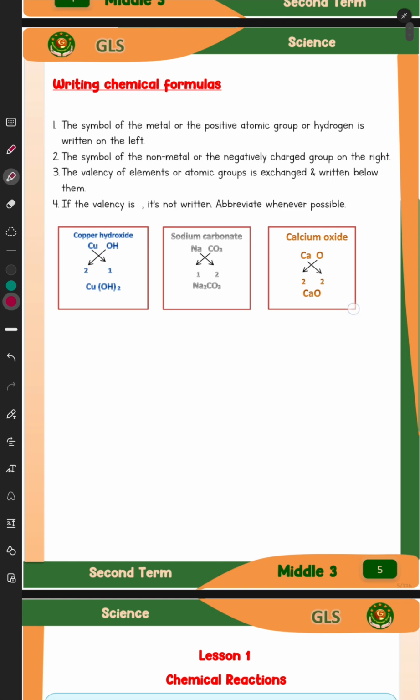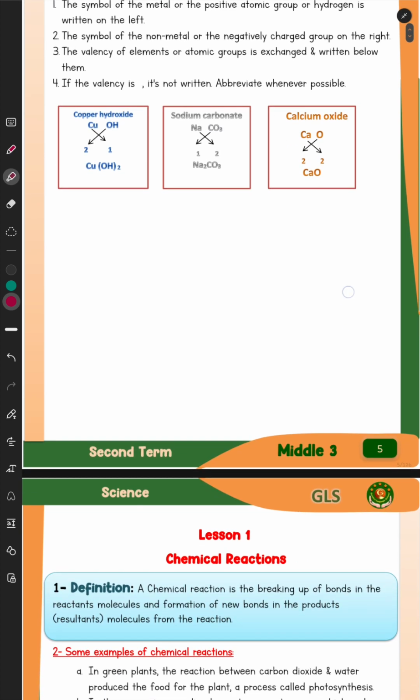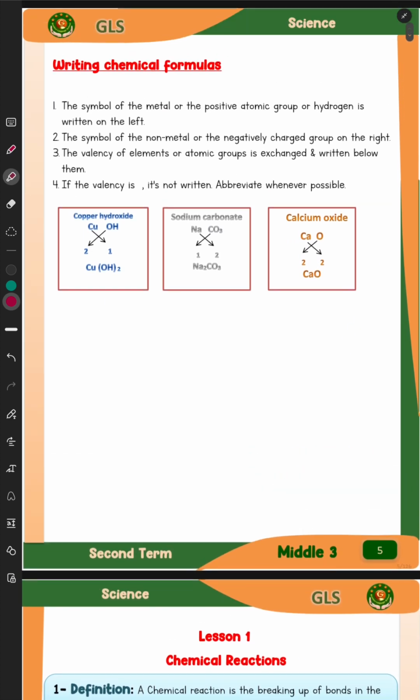What about writing the chemical formula? Okay, if we want to write something like sodium oxide, how can I write the chemical formula of sodium oxide? Of course, first of all, I write the symbols of each one of them. So sodium is Na, oxide is O.